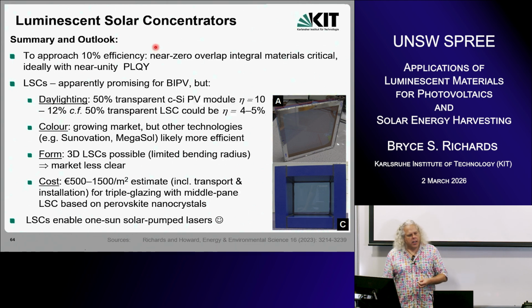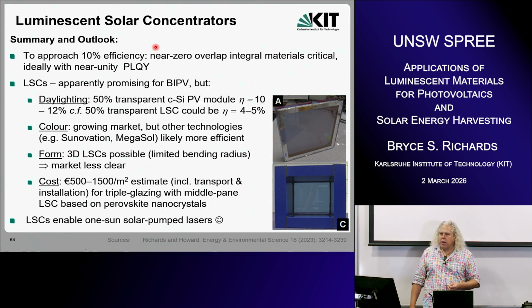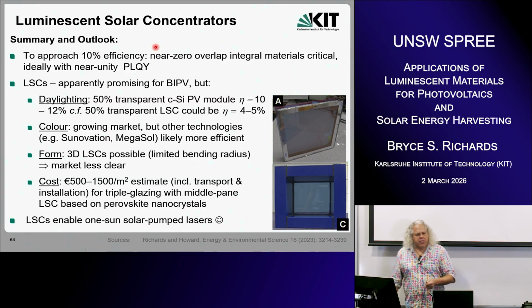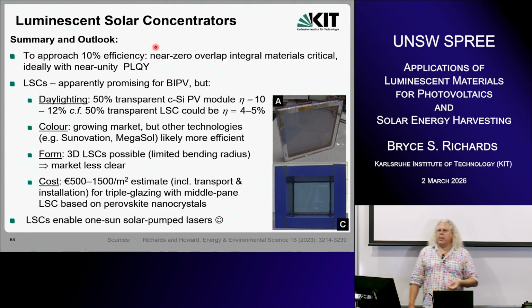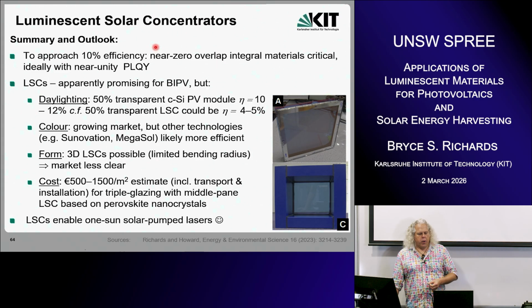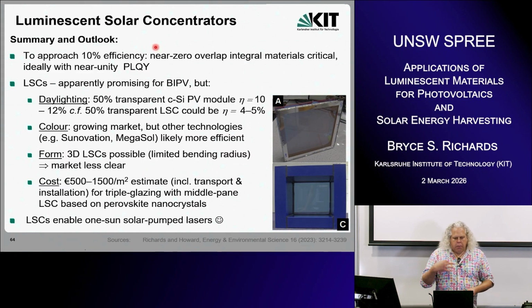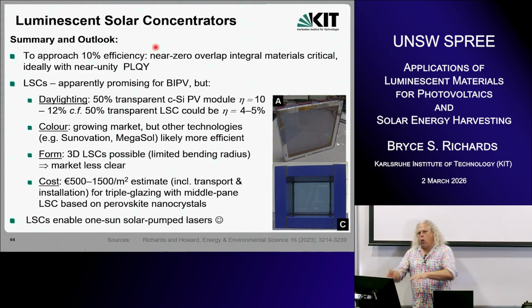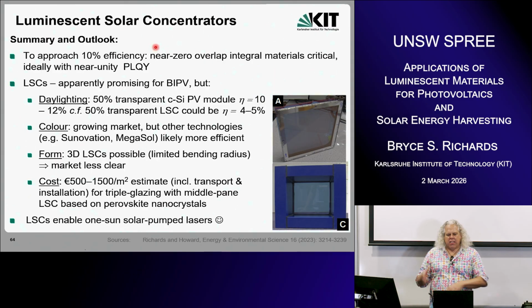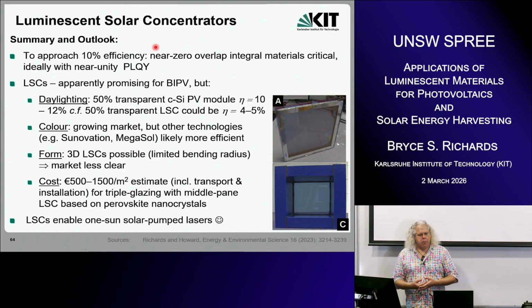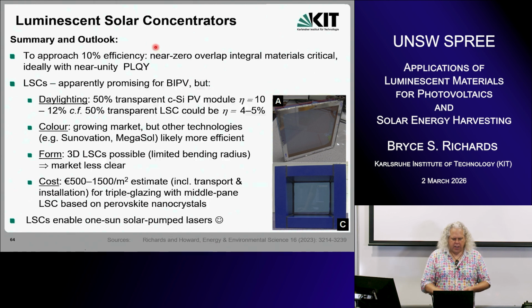Color is a potential market, and it's a growing market for colored solar products. But there are other technologies on the market like Sunnovation in Germany and Megasol in Switzerland, which is not luminescent, but they're coloring your devices. And at the end of the day, probably they're going to be more efficient than we are. Form is less clear. So with form, I mean bending. You can bend things. It's not really going to be flexible, but you could bend it to a strange shape. But there's kind of a limited market there, I would say.